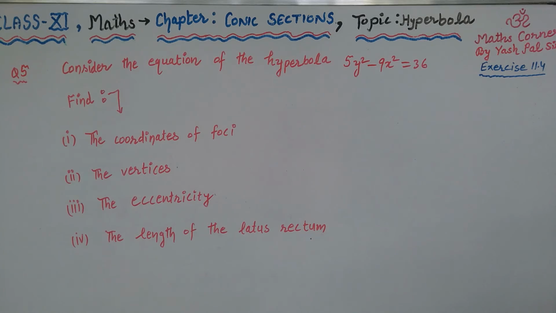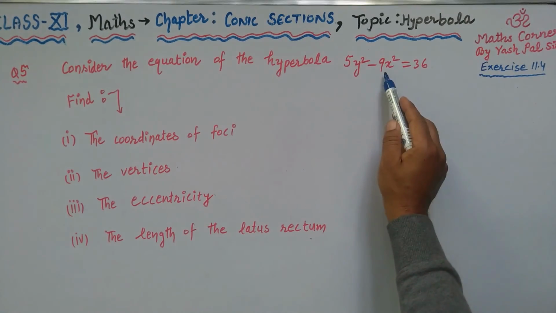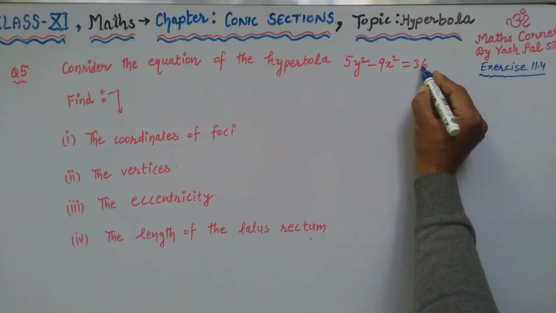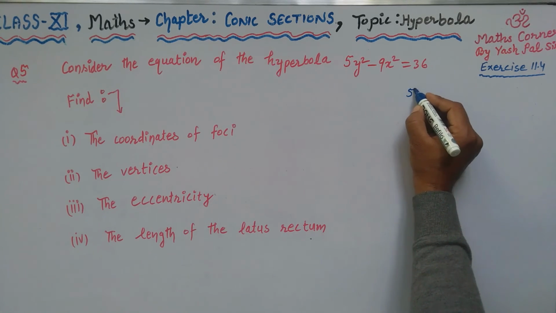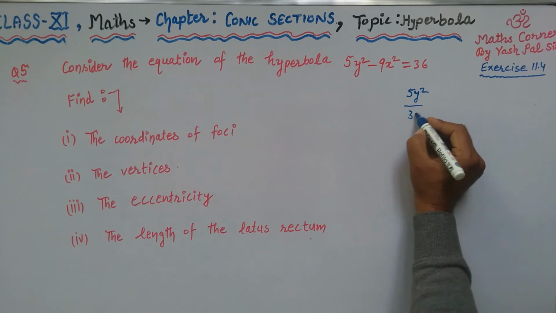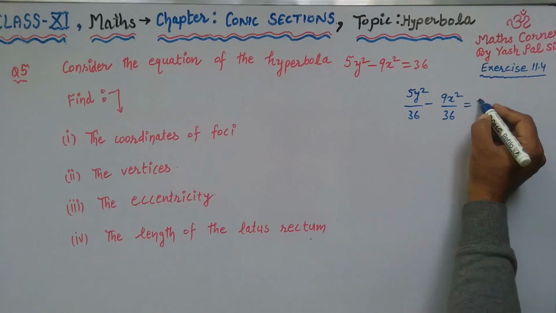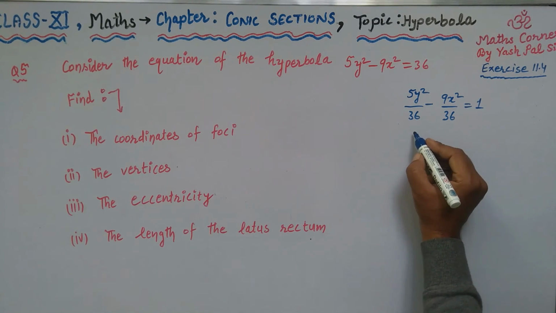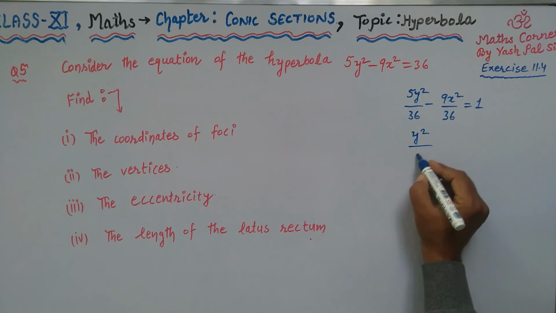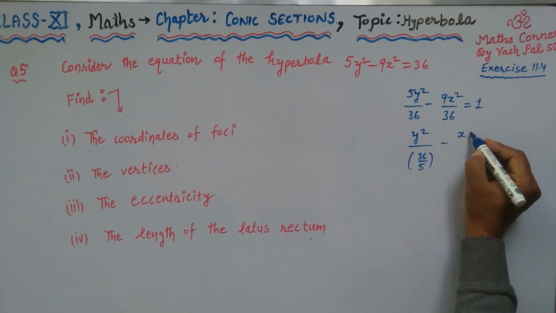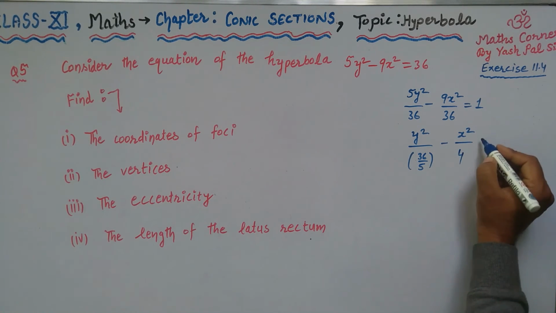Question number 5. Consider the equation of the hyperbola 5y square minus 9x square equal to 36. Again the same obstacle: the right hand side is not equal to 1. So firstly we have to make this 1, which means we divide by 36. So we write 5y square upon 36 minus 9x square upon 36 is equal to 1. That is, y square upon 36 upon 5 minus x square upon 4 is equal to 1.